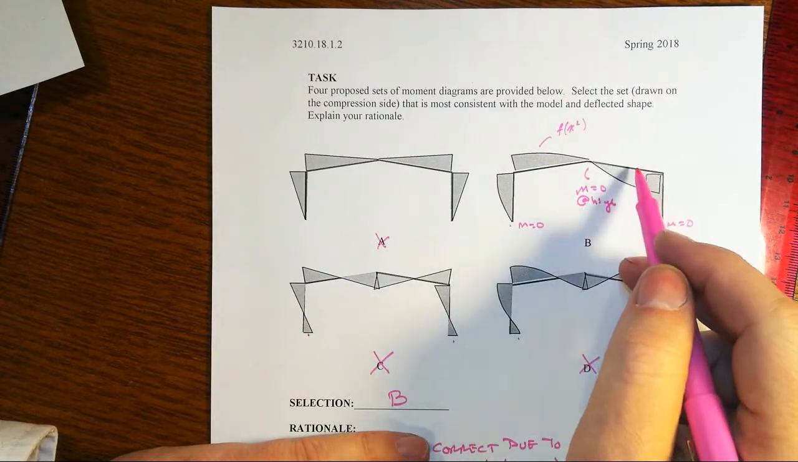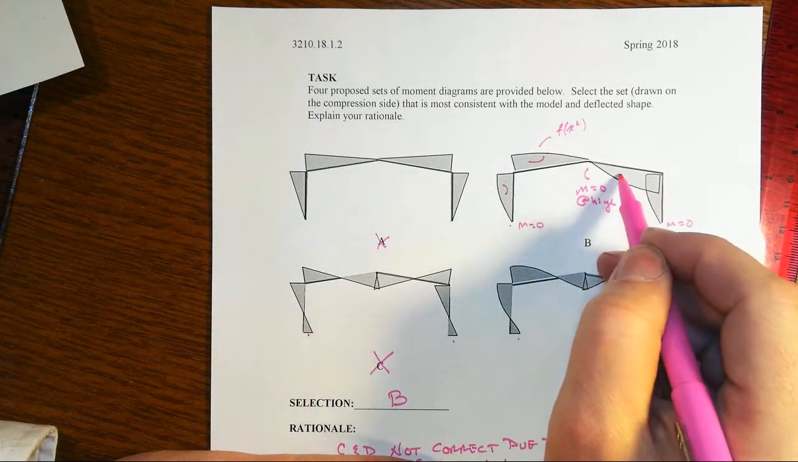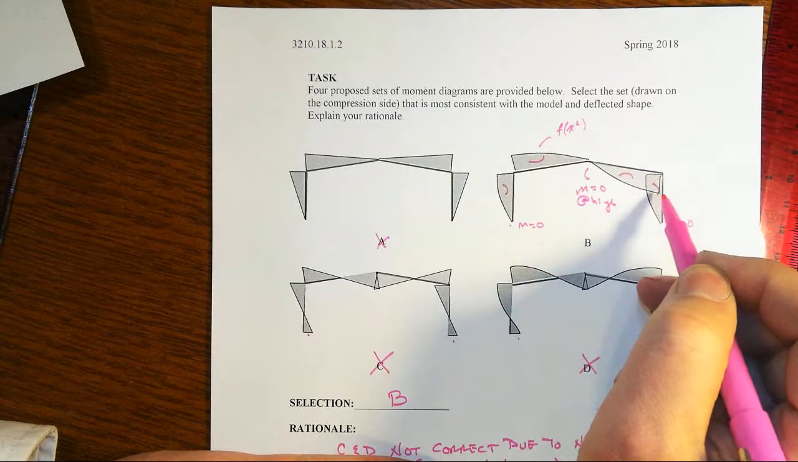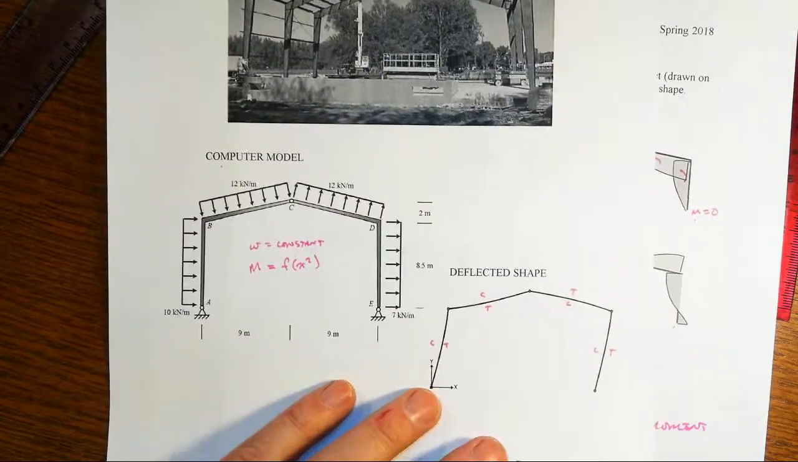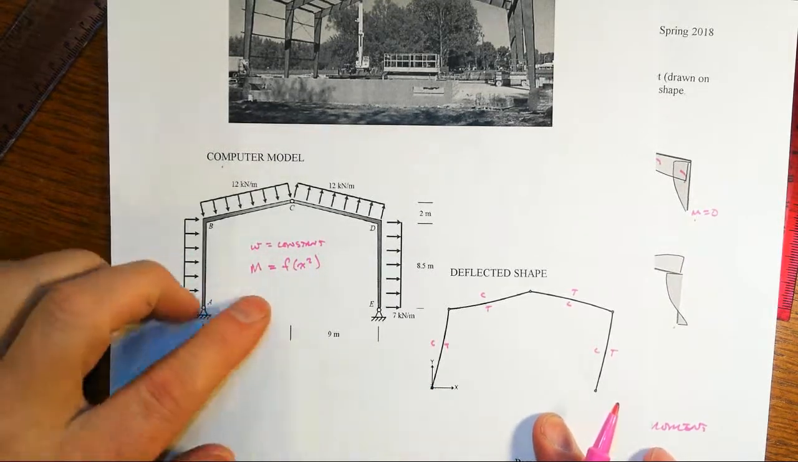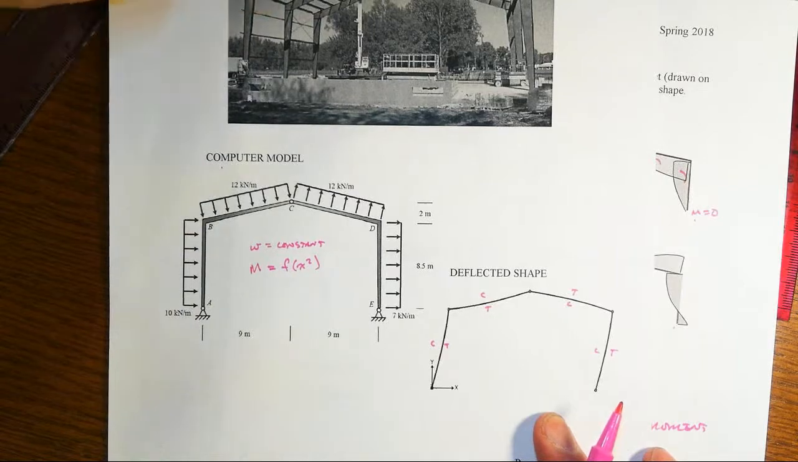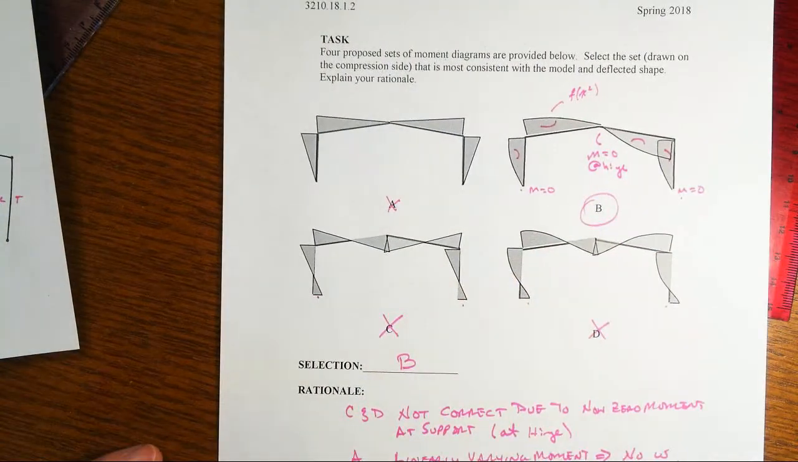And we've got then curvature that matches, right? That would be curvature like that, and curvature like that, and that's exactly the deflected shape that we've got down here. That was created by a computer model of that you see over here. That's a direct result of that. So the answer has got to be B.